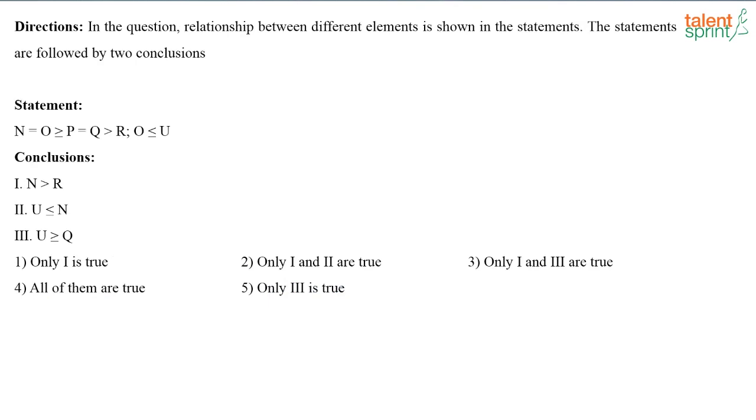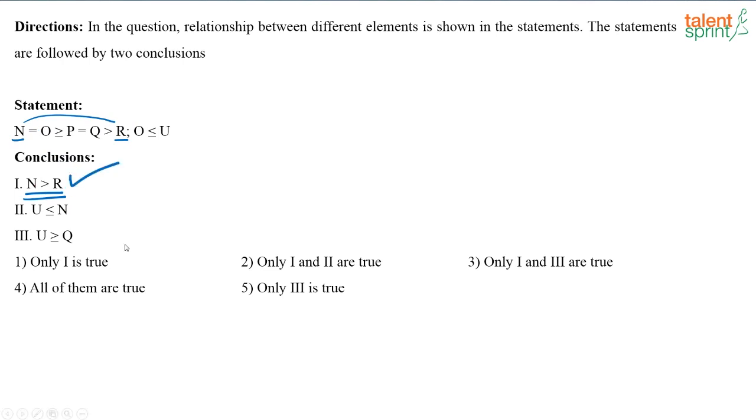Next one. So the next question is on coded inequalities. There were actually 3 to 4 questions on coded inequalities. I have just chosen one question. So this is the given statement and these are the conclusions. You have to see which of the conclusions follow. If you look at the first conclusion, it is given n is greater than r. So very clearly, if you see the relationship between n and r, I know for sure that n is greater than r. So conclusion 1 is true.